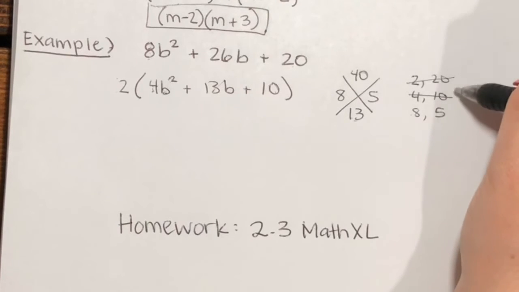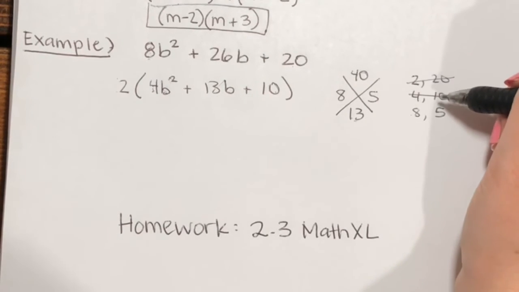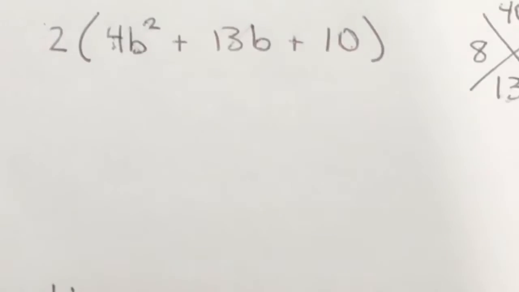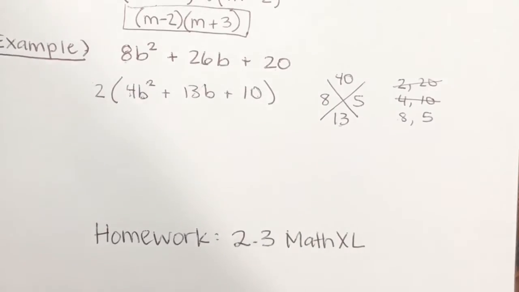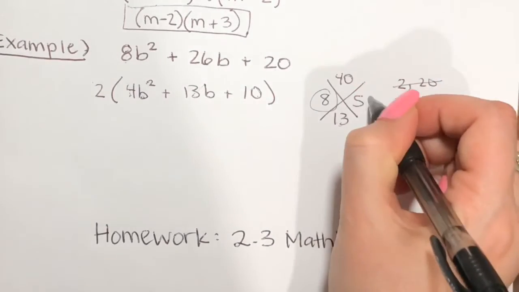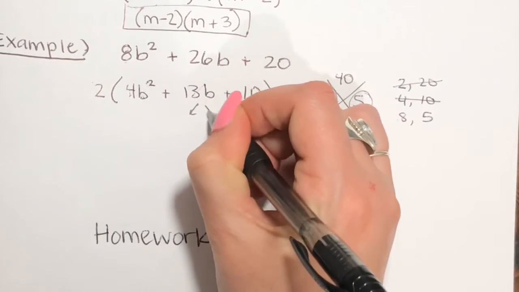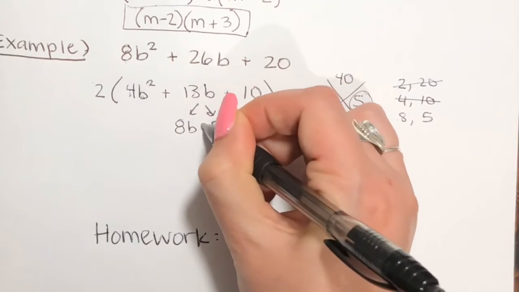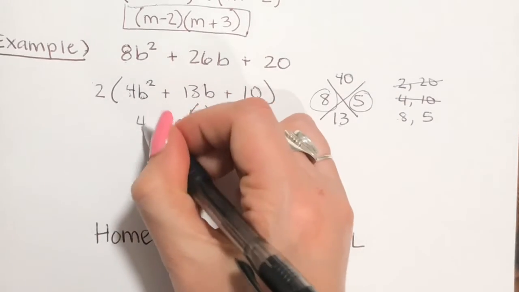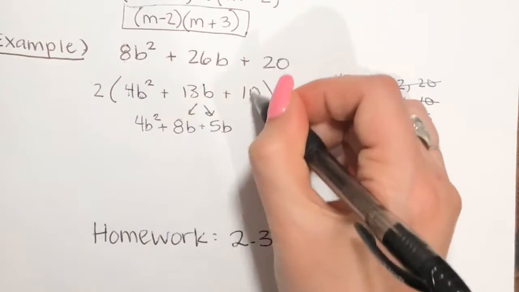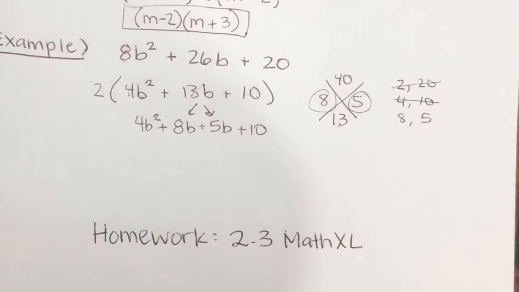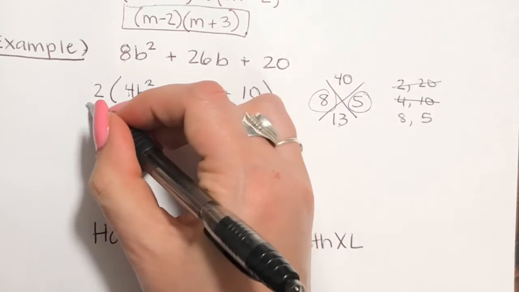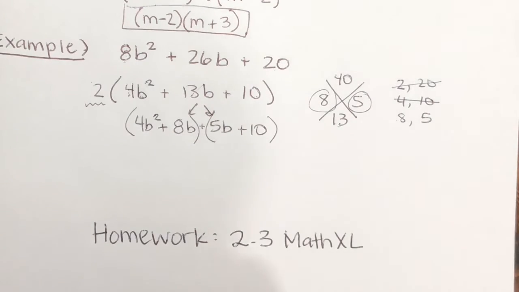And you guys will get to the point where you don't need to write the numbers out like this. If it helps, go for it. But if not, just feel free to do it in your head if you can. That's kind of the goal, to be able to do it in your head. But we find those 2 numbers, and we're going to use that to split up the middle 13b. So I'm going to do 8b and 5b, and then bring the 4b squared down and the plus 10 down. But now we have our 4 terms, so I can do my 2 groups of 2. But again, we need to make sure not to forget this guy when we write our final answer.